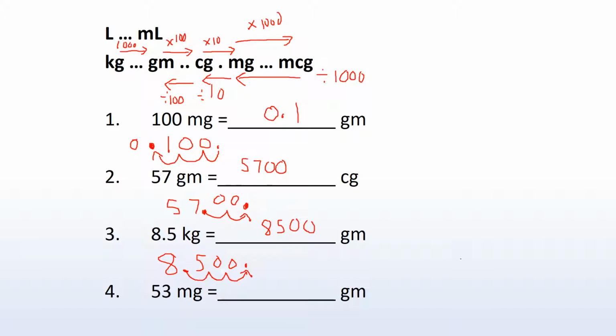All right, this example, let's do it on the side. 53. How many spaces left or right? 3 to the left. So milligrams, 1, 2, 3 to the left. Fill in your zeros. We will document it as 0.05.